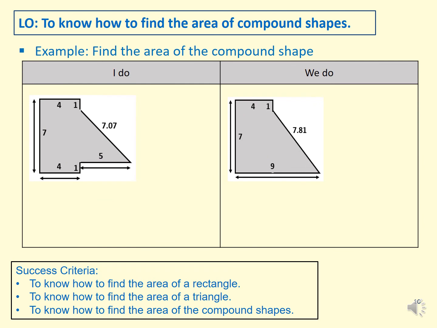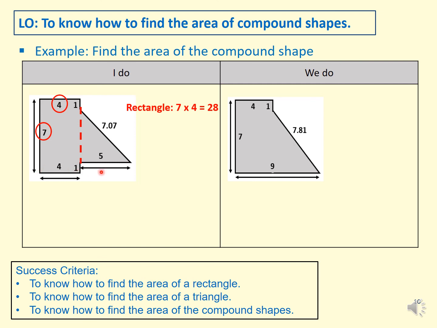Let's do more practice. So again, compound shape. I need to just divide it into the different shapes that I know how to find the area of. So in here, if I draw a line in here, again, I have a rectangle in here and a triangle in here. For finding the area of the rectangle, the whole length is 4, the whole length of this side is 7. So 7 times 4 is 28. So I found the area of the rectangle.